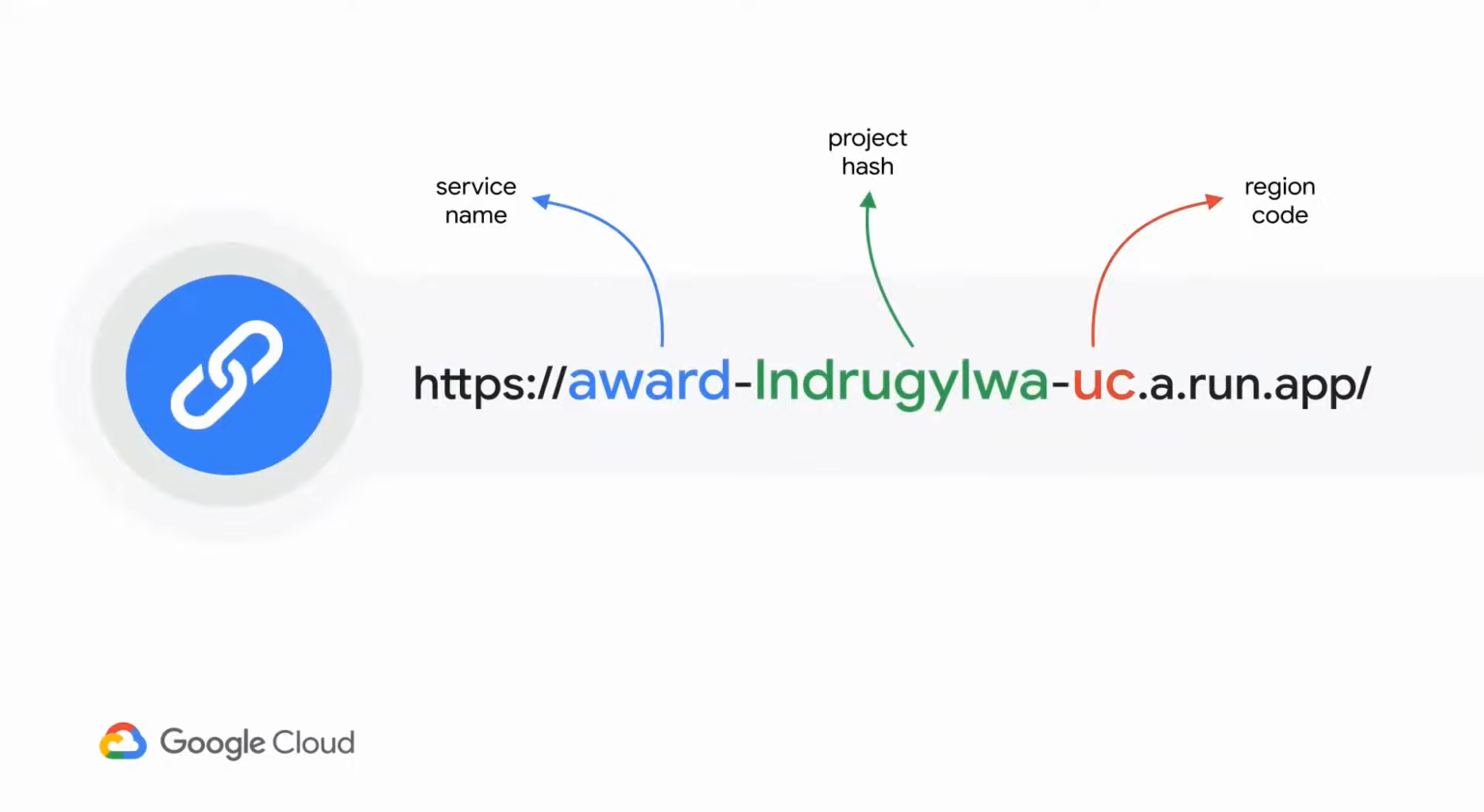This URL has been specifically created by Cloud Run automatically with an HTTPS secured interface and is a combination of your service name, a hash of your project ID, and a short region code depending on which region you deployed to. So now my service is up, let's try it out.